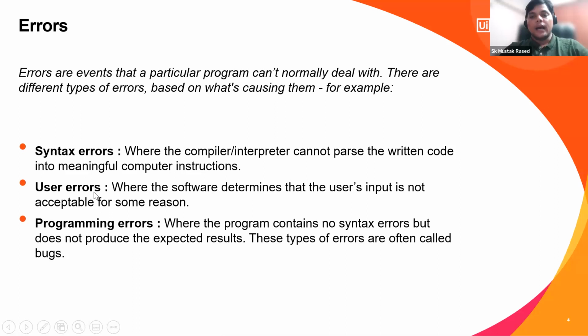So the user can identify that particular issue, and they can probably create another alternative solution for that, or maybe they can exclude that particular use case from their automation process. The third one is about the programming error. It says that the program contains no syntax error, but does not produce the expected result. This type of error is often called a bug.